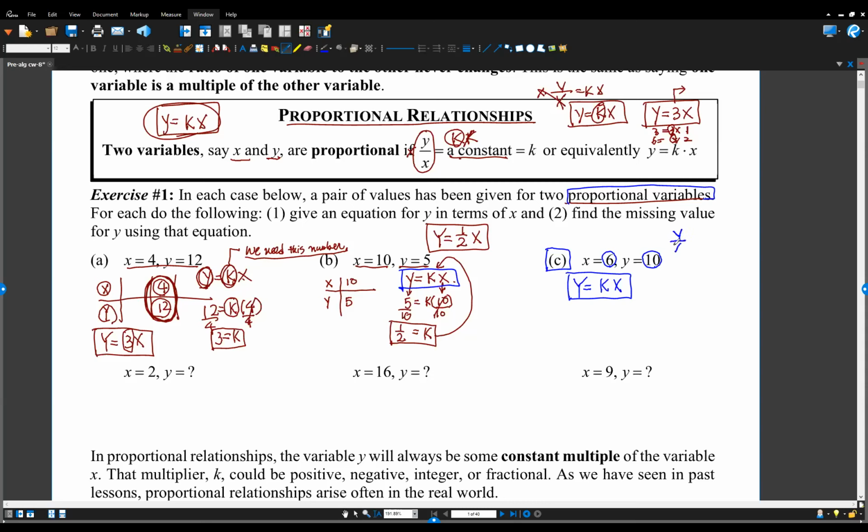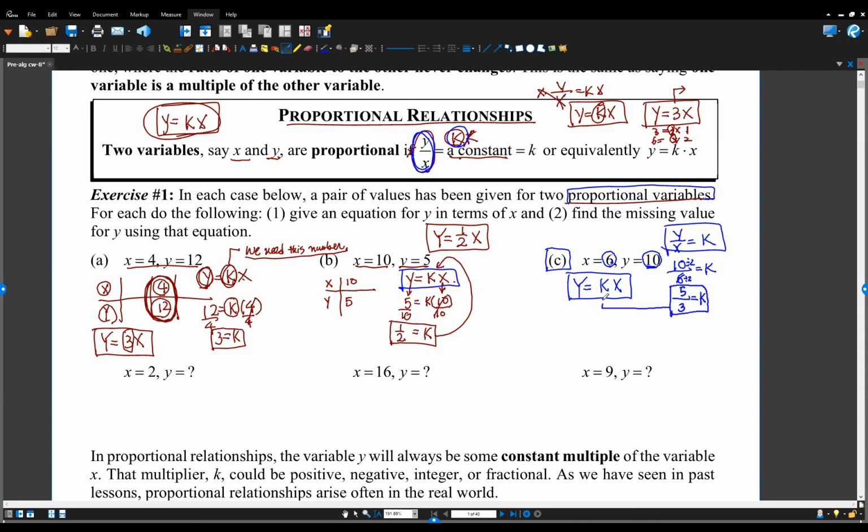Or you can find the value of k directly. Y over x is the value of k, isn't it? Can you see it over here? What is the value of y? 10. What is the value of x? 6. This is divided, okay? When you simplify, 10 divided by 2 is 5, 6 divided by 2 is 3. Yeah, the value of k equals 5 over 3.